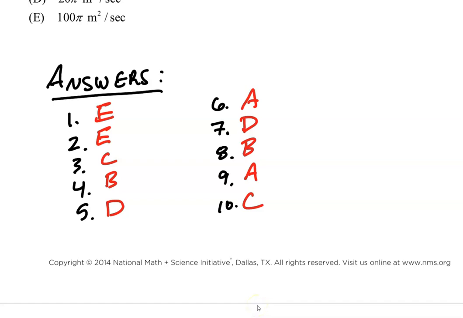Okay, so jot down these answers. You guys got this? E, E, C, B, D, C, B, D, A, D, B, A, C. All right.